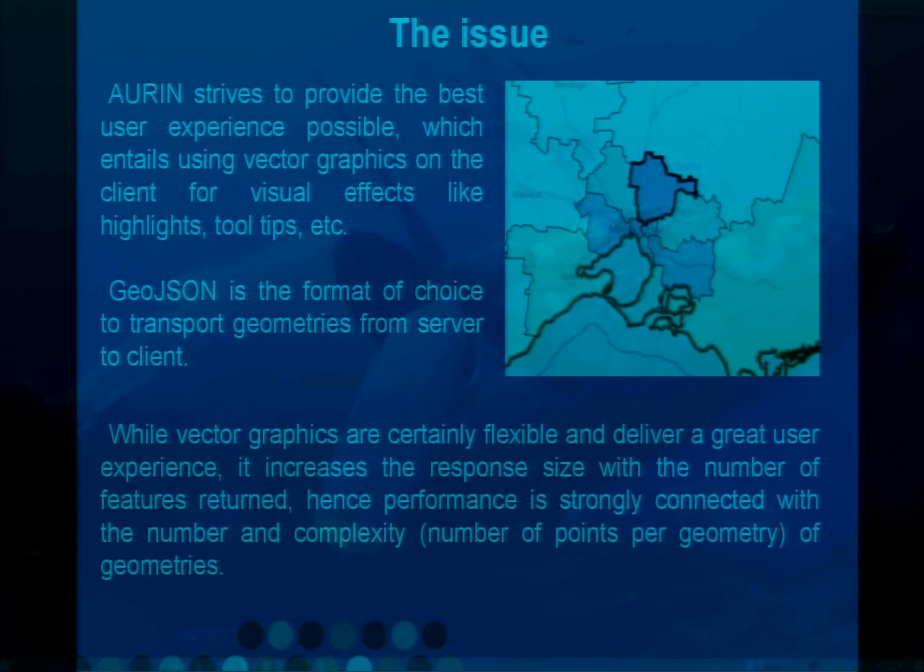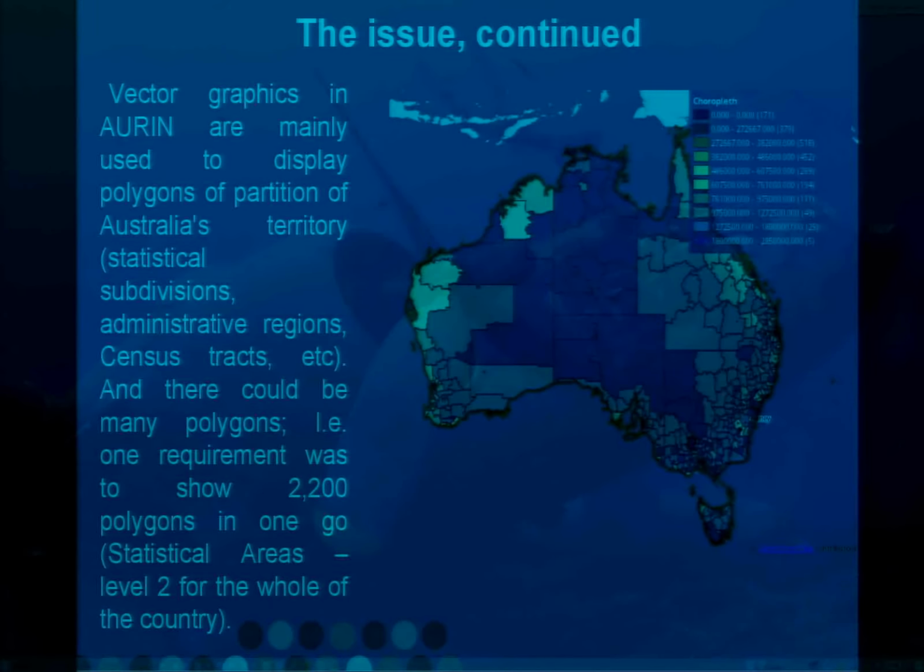Now, me personally, I had this issue because it was decided at the beginning of the project to use GeoJSON vector graphics on the client. Why? To give the best possible user experience. So you can change color maps on the fly. You can use brushing, you can have tooltips, you can highlight polygon stuff. Good. Problem is that you may end up with something like this.